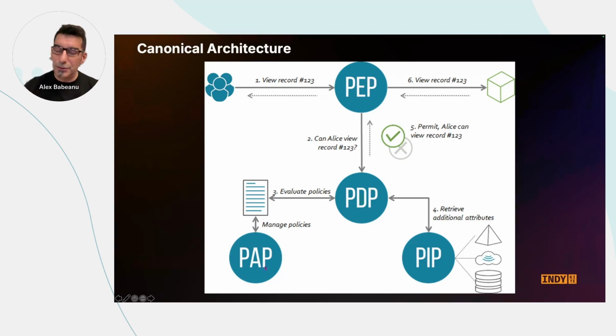This is a generic architecture. In our case, it would be just the graph, which combines the PAP and the PEP, because that would be the graph. But in other authorization systems, they could be different. The information point stores additional data, like additional attributes, for example, that the PDP needs to use in order to compute a response.